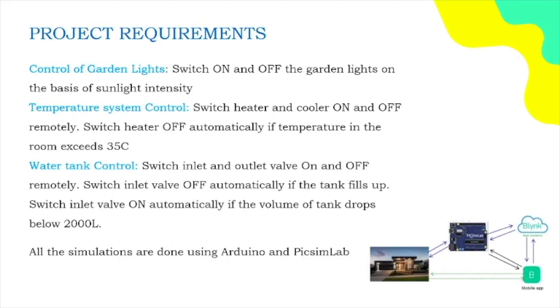After that, we will be seeing the project requirements. So there are three different types of projects. First one is control of garden lights, that is, switch on and switch off the garden lights on the basis of sunlight intensity. Second one is temperature control system, which is switching heater and cooler on and off remotely. Switch the heater off automatically if the room temperature exceeds 35 degrees Celsius. And the third one is water tank control, in which we switch inlet and outlet valve on or off remotely. Switch the inlet valve off automatically if the tank fills up, and then switch the inlet valve on automatically if the volume of the tank drops below 2000 liters.